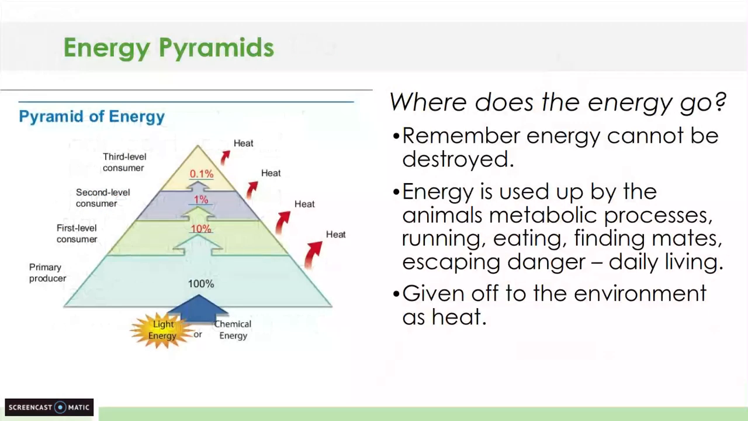So where does all this energy go? If only 10% is passed on, what happens to the rest? Well, we talked about the law of conservation of energy and how energy is not created or destroyed, so it has to go somewhere. So the energy is used up by the animals' metabolic processes during running, eating, finding mates, escaping danger, and daily living. And then it's given off to the environment as heat. So that's what these arrows represent here. That's heat being given off by those organisms within each of the different levels.